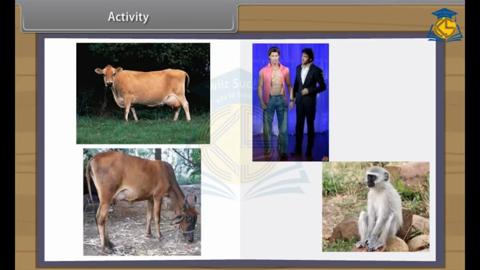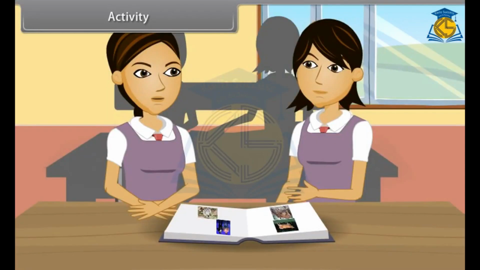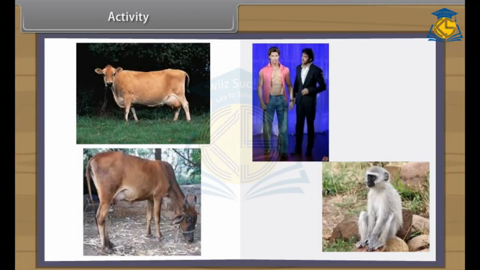When we study physical characters of Desi cow and Jersey cow, we find very few differences. But when we see them in a crowd, then Jersey cow can be distinguished from a distance due to its height and stature. But when we look at cow and monkey, then we find that man resembles more to a monkey than a cow, although all are mammals.